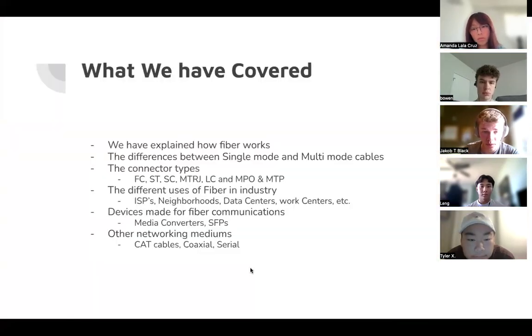All right, and to conclude, go to the next slide. What we have covered is how fiber works, the differences between the two cable types, single mode and multi-mode, the different connector types that we have available, different uses of fiber in industry, devices that make fiber communications, like SFPs, and other networking mediums that are similar or comparable to fiber. That was our presentation. Thank you for watching this.